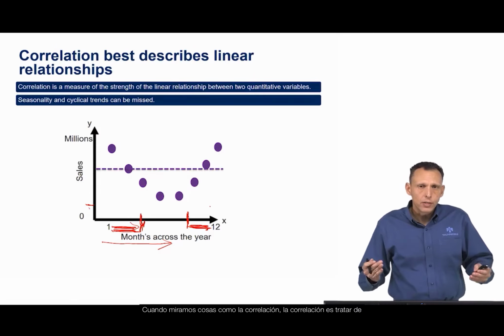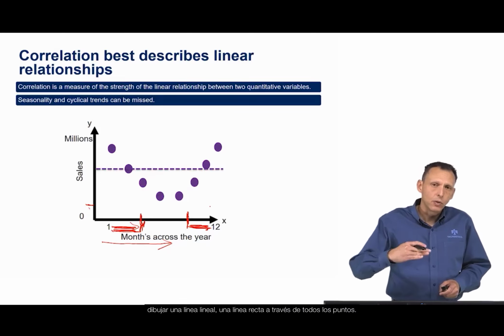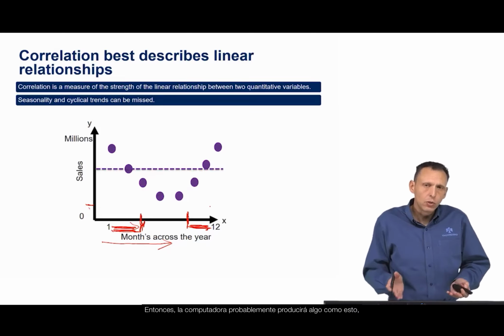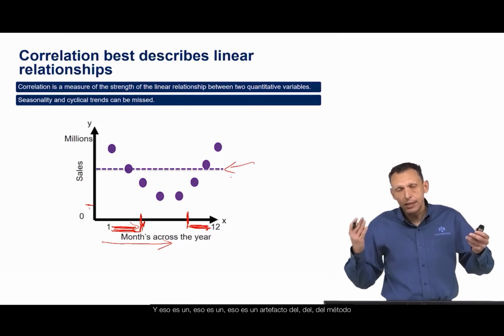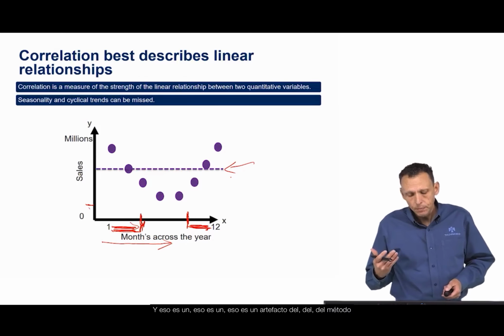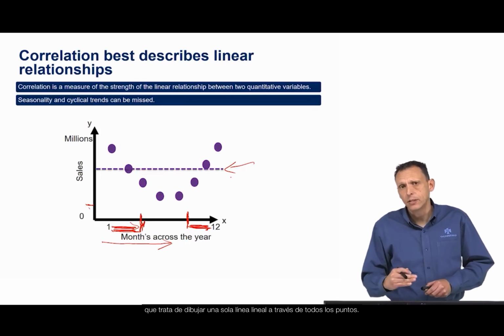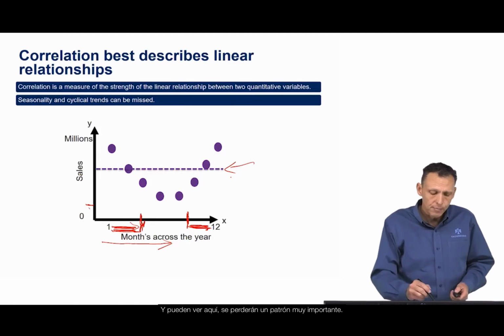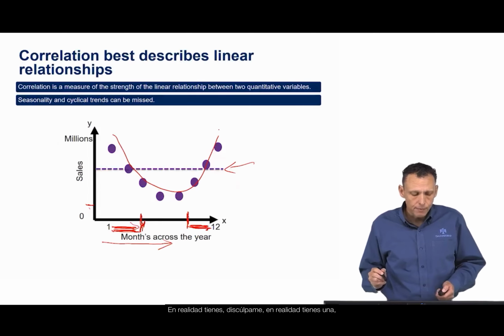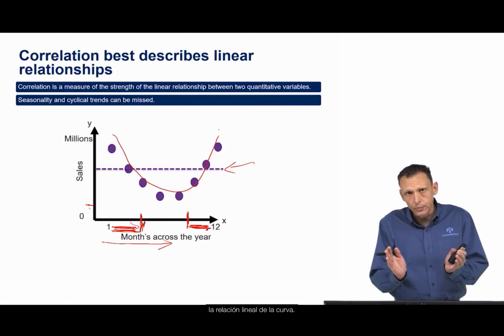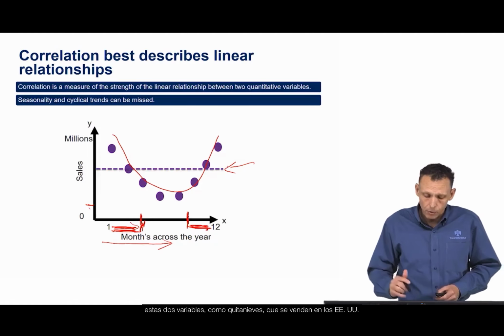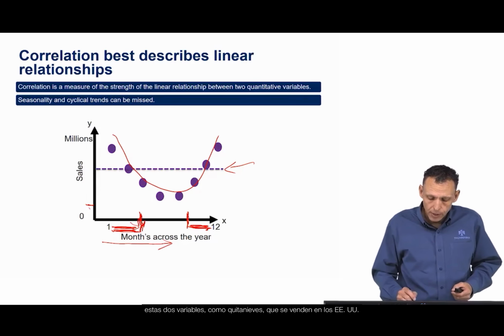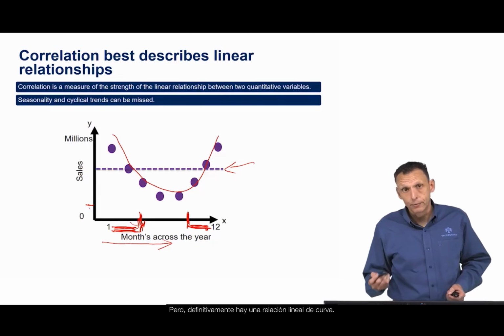When we look at things like correlation, correlation is trying to draw a linear line, a straight line, through all the points. So the computer is going to probably produce something like this, and the linear relationship is going to look flat. And that's an artifact from the method trying to draw a single linear line through all the points. And you can see here, you're going to miss a very important pattern. You actually have a curved linear relationship, and the computer is telling you, well, there's no linear relationship between these two variables, such as snow blowers being sold in the United States, but there is definitely a curved relationship.